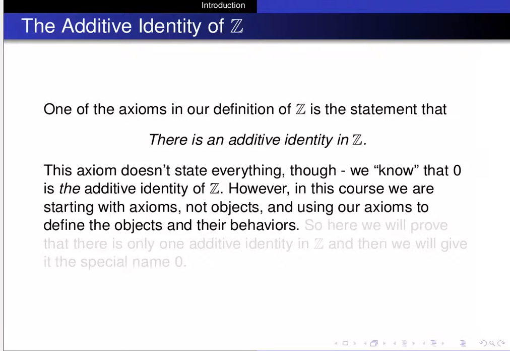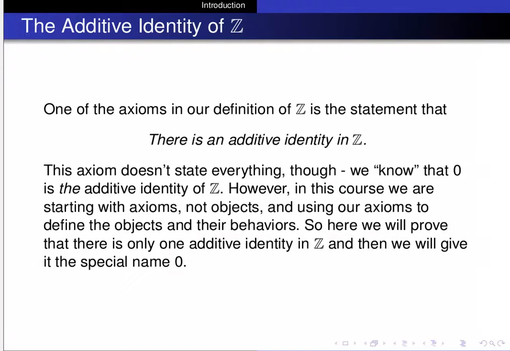But in this course, we're not going to start with what we believe we know about the integers. We're not starting with the objects that we're familiar with, the numbers. We're starting with axioms, and we're going to use those axioms to define the objects and to define what their behaviors are. Okay, so here we're going to prove that there's only one additive identity in Z, and then we'll give it the special name of 0.